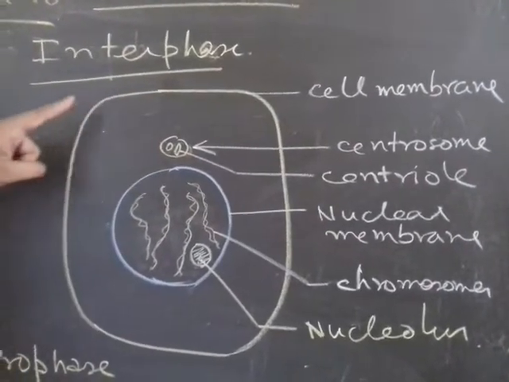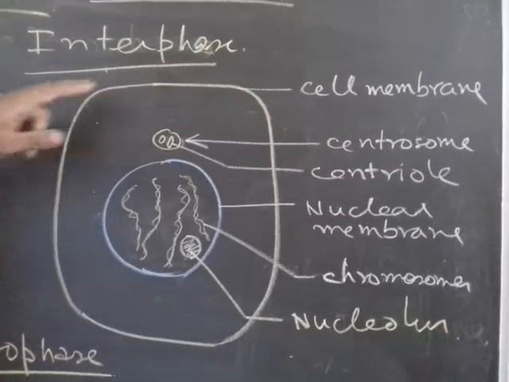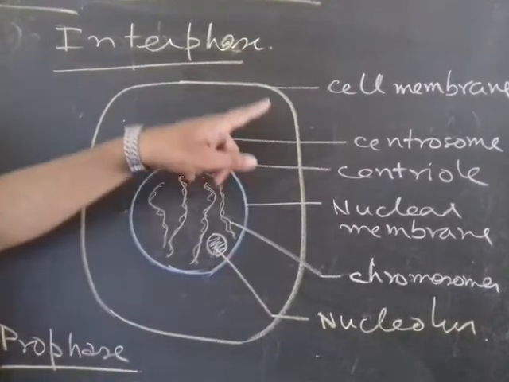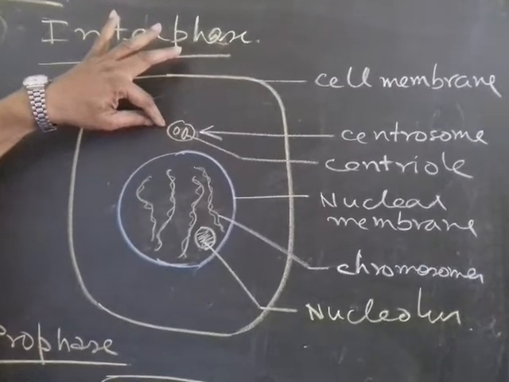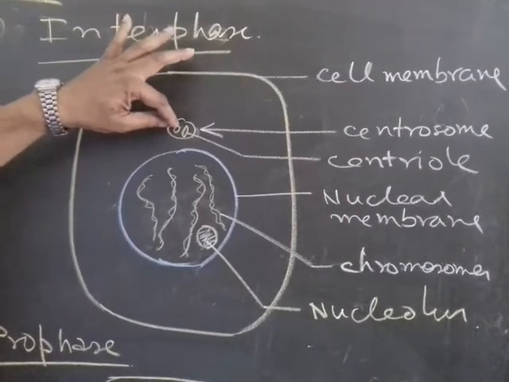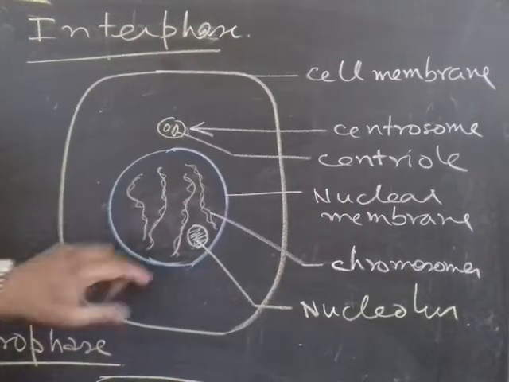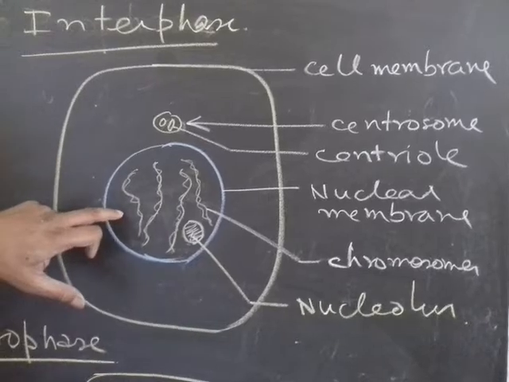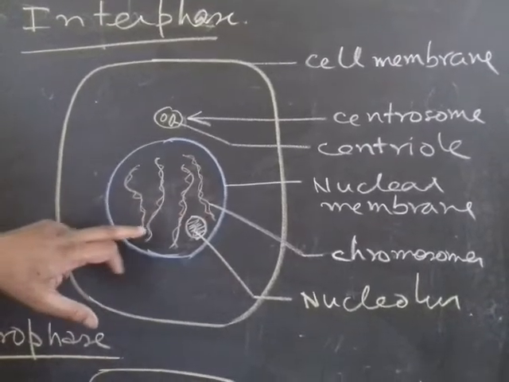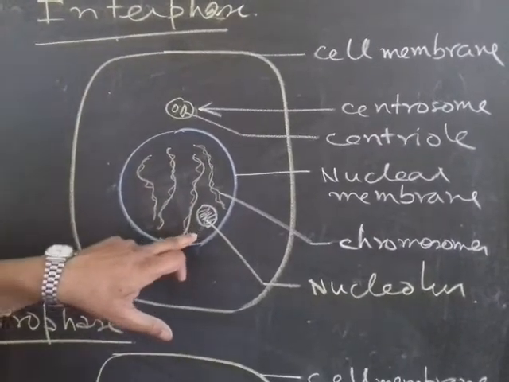Now this is an animal cell. As you see, it is depicting an animal cell with the cell membrane. Here you have the centrosome, which is one of the characteristics of the animal cell, with the two centrioles between, and this is the nuclear membrane containing 4 chromosomes which are fine thread-like. In interphase they will appear as fine thread-like structures with a very darkly stained nucleus.